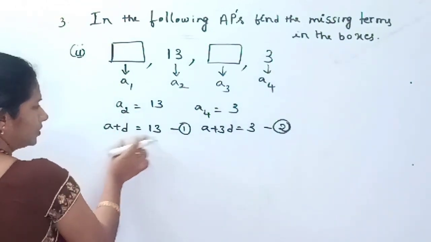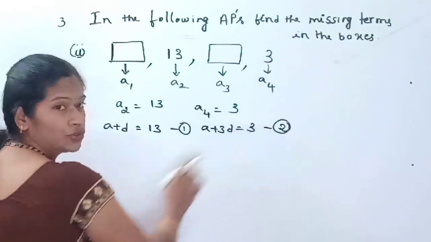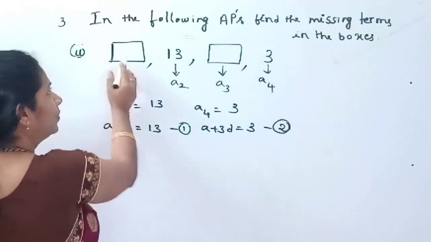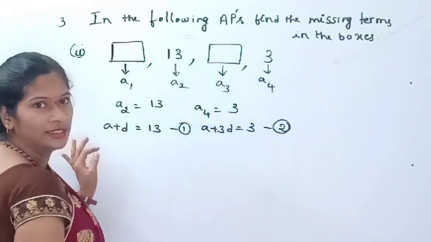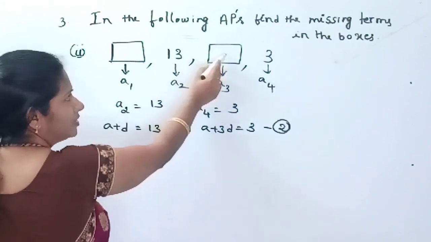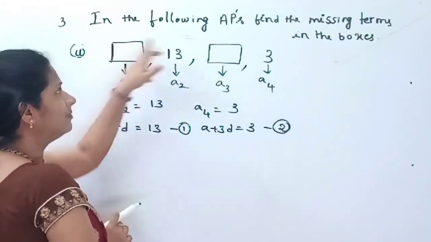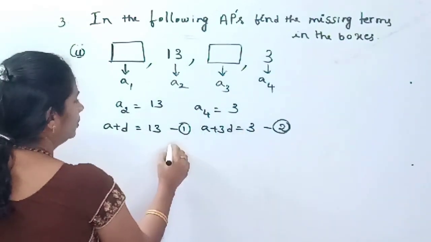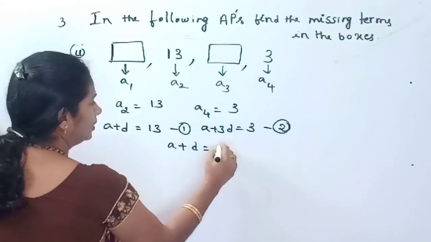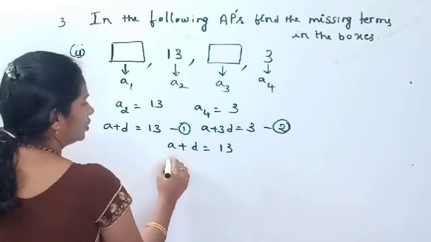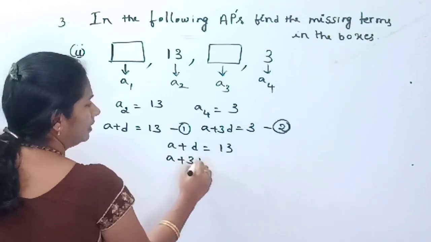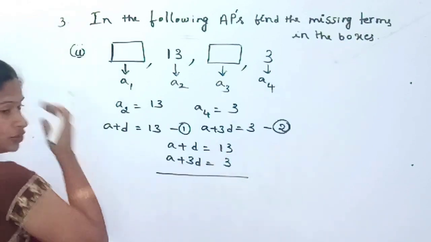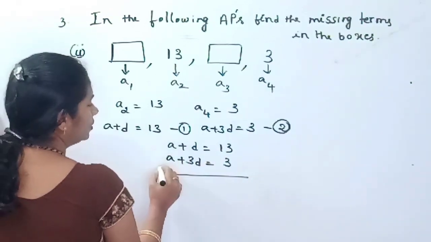Now what do you have to do? You have to solve equation 1 and equation 2 and find out the A and D values, because we don't know the A value or the D value, isn't it? To find the next terms, we have to find out the first term and the common difference. Is it clear? So now solve equations 1 and 2. Let me write like this, children, one below the other. Next the second equation, let me write A plus 3D equal to 3. Now you subtract equation 1 from equation 2.